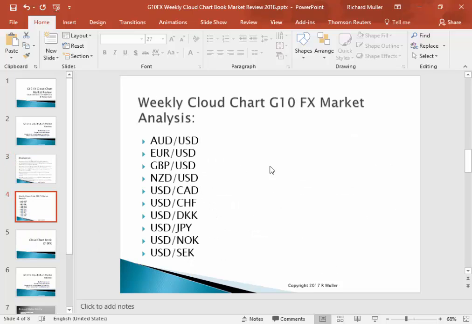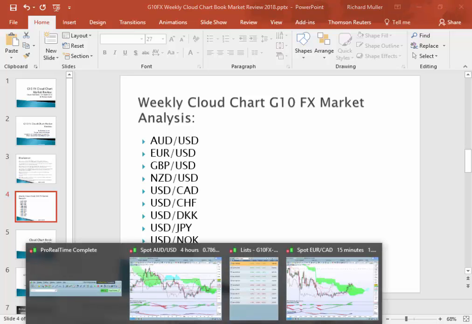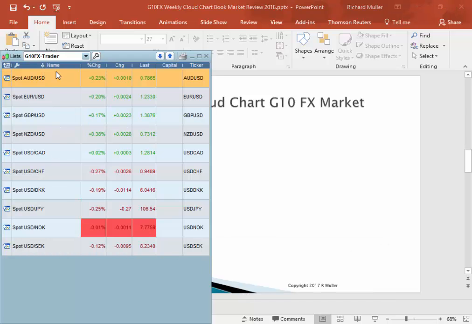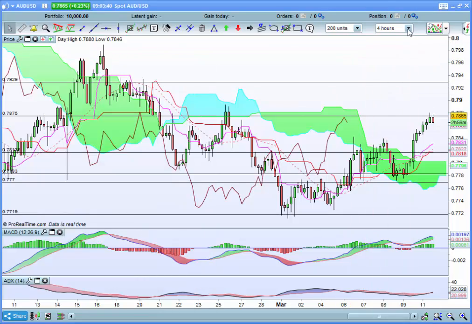So the cloud charts that we'll be looking at today is the G10 currency pairs. These are the currency pairs we'll be covering, and I'm jumping straight into the pro real-time platform. We'll kick off with the Australian US dollar.